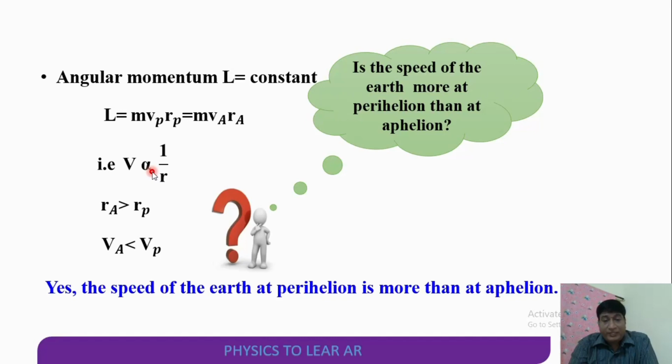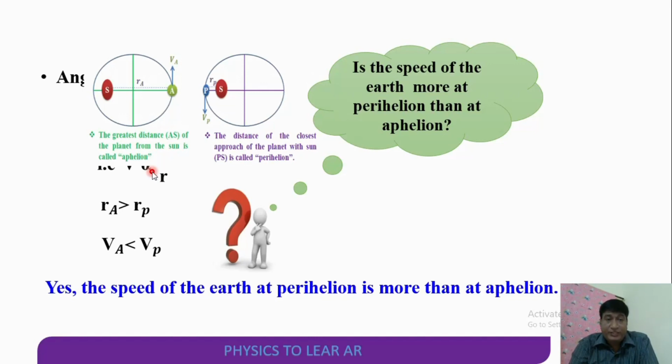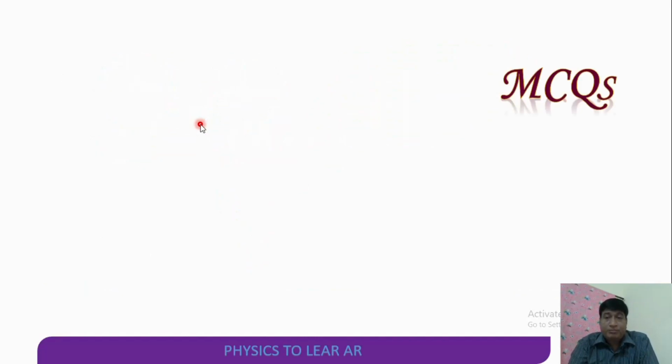The speed of Earth at the perihelion is more than that at the aphelion. You can see this diagram for clarification. This is the aphelion and this is the perihelion. At this point the velocity is va, at this point the velocity is vp. So here it travels with less speed, whereas here it travels with more speed. Based on this, here is an MCQ which you can go through once.